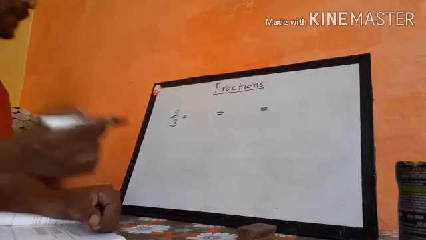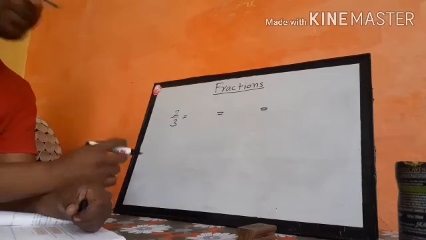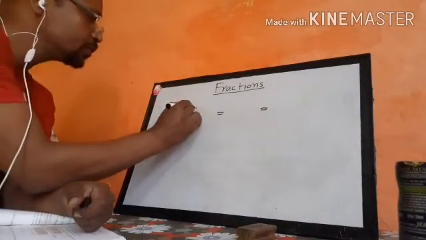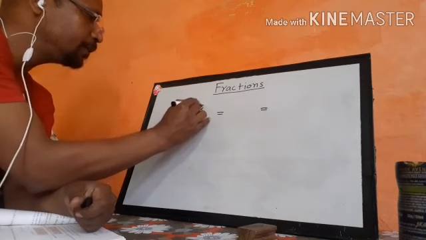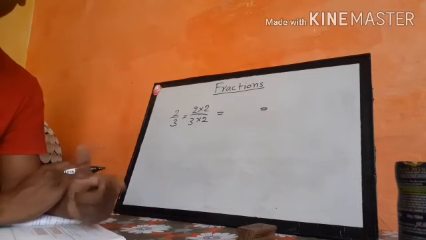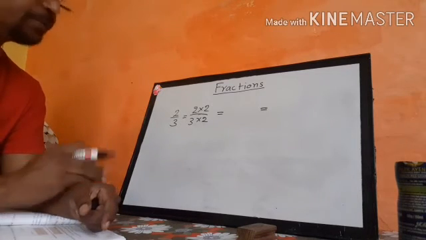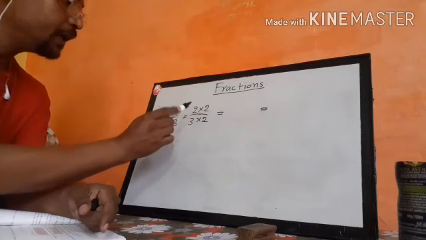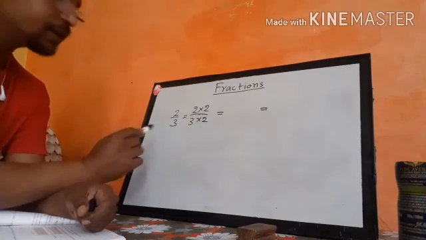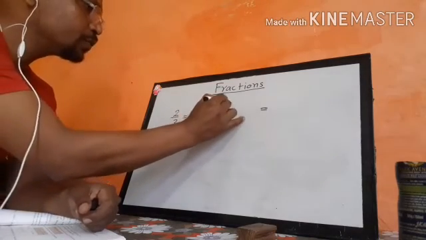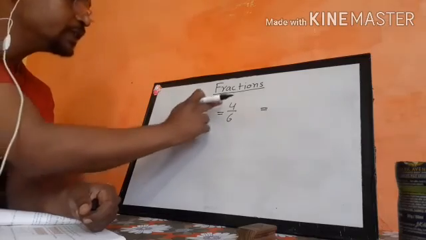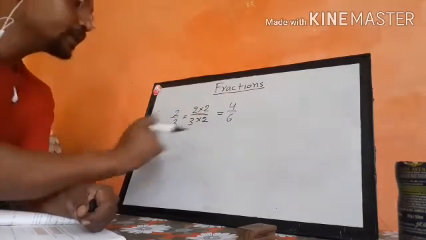So the next equivalent fraction of 2 upon 3 you will get by multiplying it by 2. So 2 upon 3 you will multiply it by 2. Always keep in your mind, whether you are dividing or multiplying a fraction by a number, you must multiply by that number in the numerator as well as in the denominator. So here you will get 2 2s are 4 and 3 2s are 6. So 2 upon 3 is equivalent to 4 upon 6.